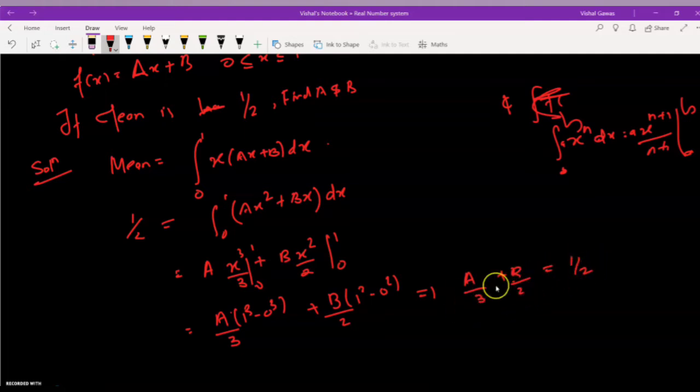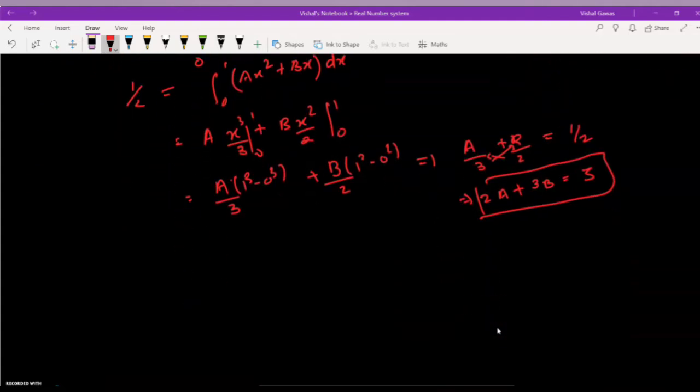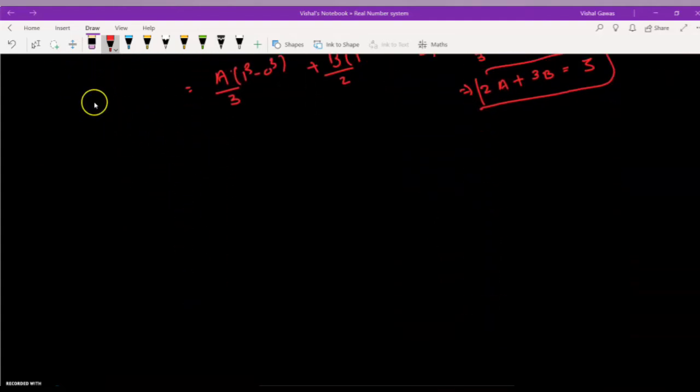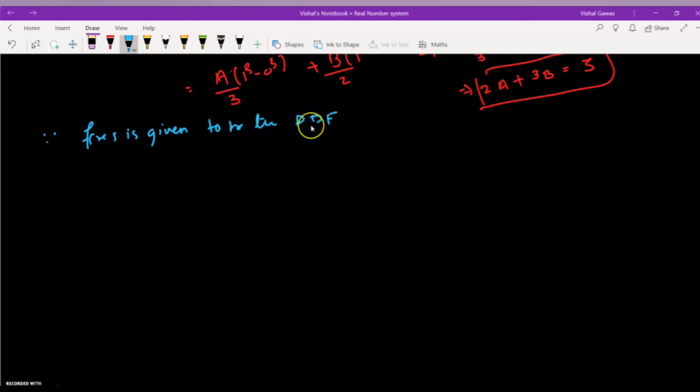Then I can multiply through, and what you get is 2a plus 3b equals 6 by 2, that is 3. So I get one equation, but I have two constants. I need another equation. f of x is given to be the PDF, right? Given to be PDF.